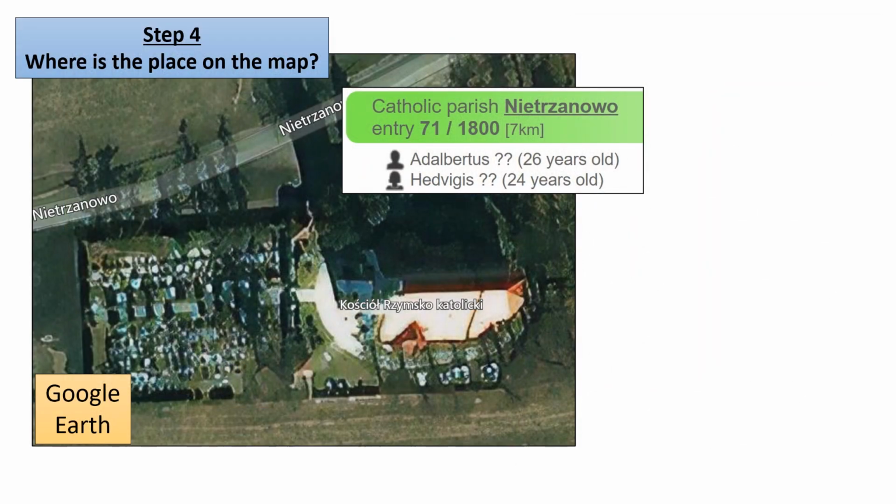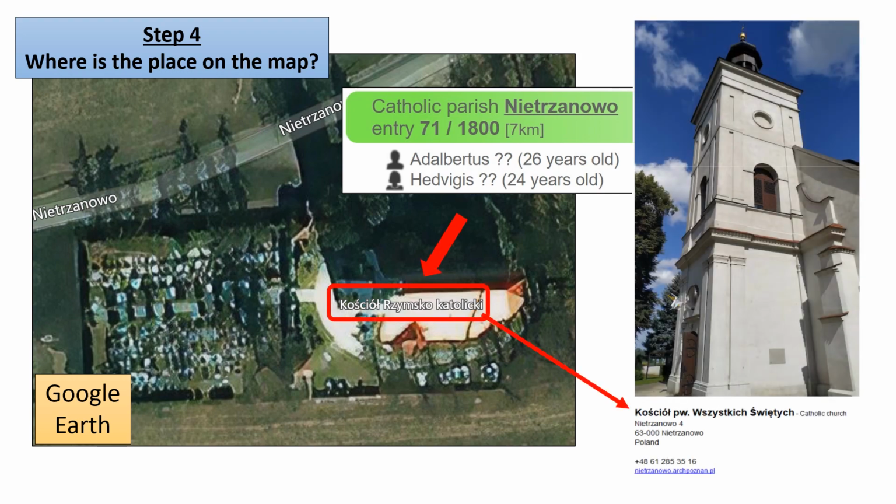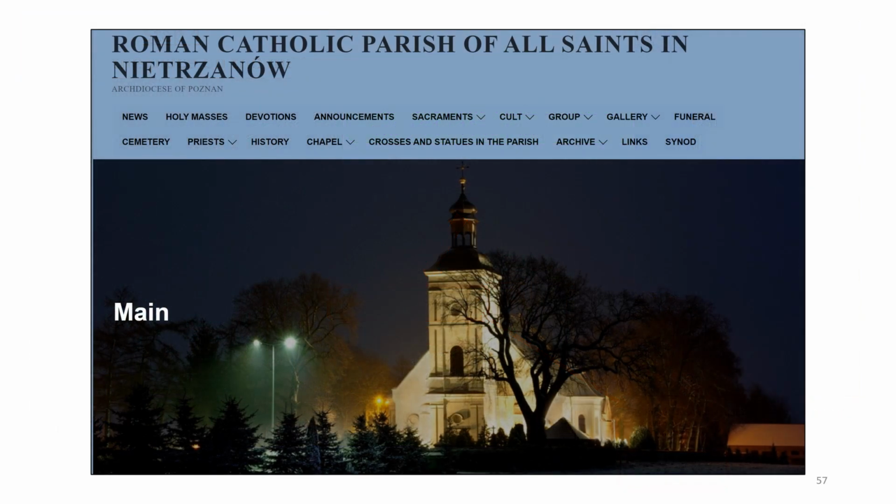Knowing where Adalbertus and Hedvigus were married, we can go to this place on Google Earth, which provides a link to the parish church where they were married. Following the Wikipedia link to the parish, we find the parish homepage.